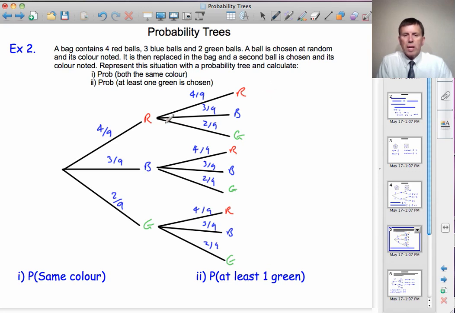Remember what we do coming down the branches? We always multiply. So this is 4/9 multiplied by 4/9.